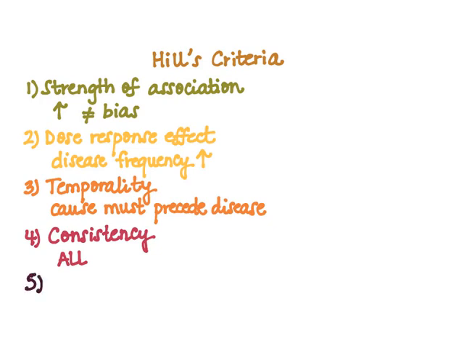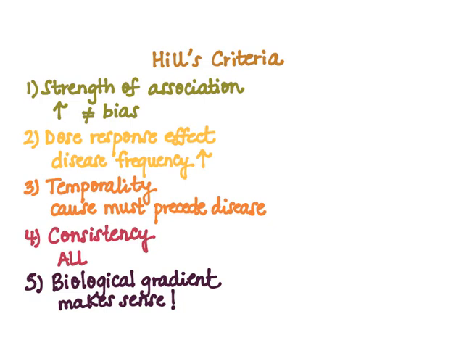Then we have number 5, our biological plausibility of the hypothesis. This is also known as our biological gradient and states that if the hypothesized effect makes sense in the context of current biological knowledge, then this supports a causal interpretation. On to our number 6. This is our coherence of the evidence criteria.